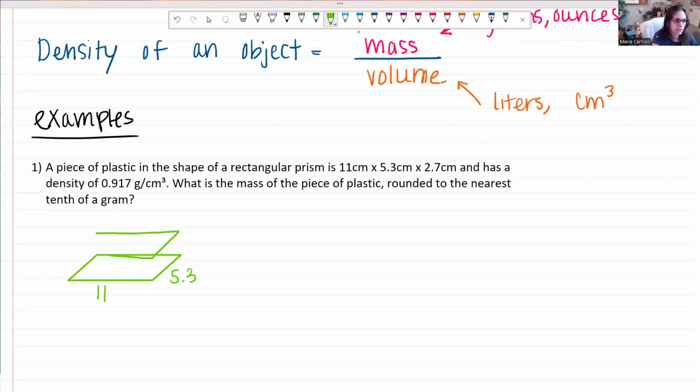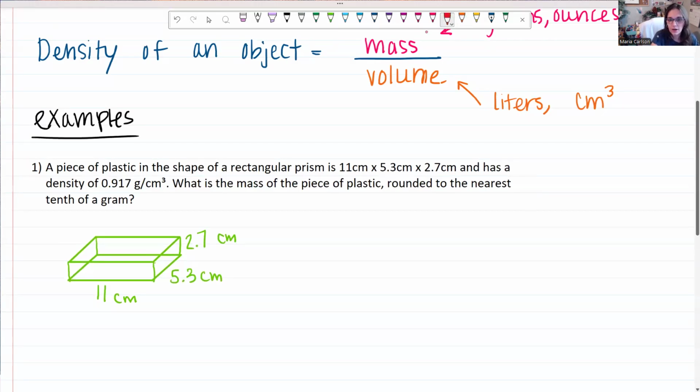So let's make it look kind of like this. Adjust it just a little bit. Perfect. So there is the height, which is 2.7. This is not to scale by any means, and all in centimeters. We also know the density of this object is 0.917. Now, in general, density is always equal to the mass of the object divided by the volume.